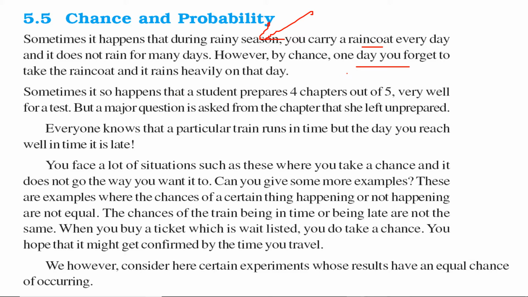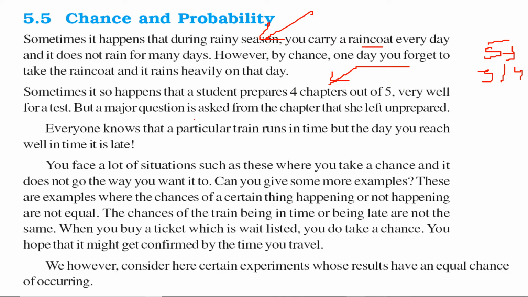It may happen that a student prepares, say, 3 or 4 of the 5 chapters in the book. But it may happen that the teacher puts a question from the chapter the student has not prepared, or has left unprepared.